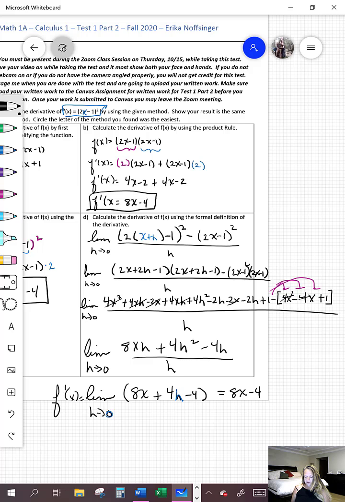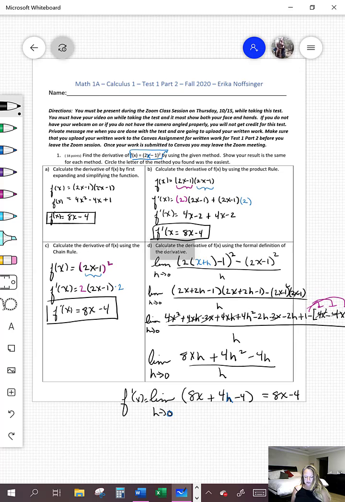So all 4 of those ways, we did different methods but got the same result. And so while you're grading, each one of those is worth 4 points. Part A is worth 4 points. Part B is worth 4 points. Part C is worth 4 points. Part D is actually worth 5 points.